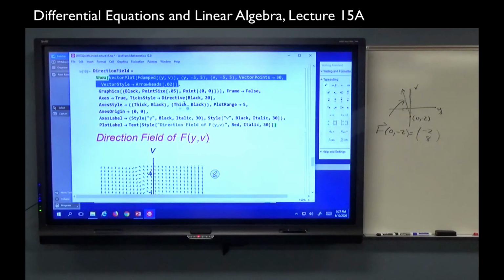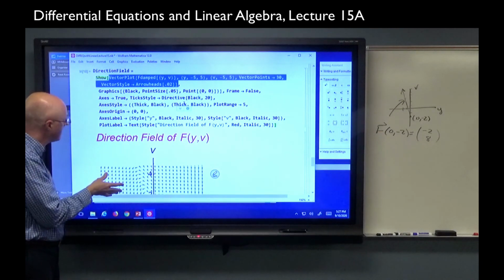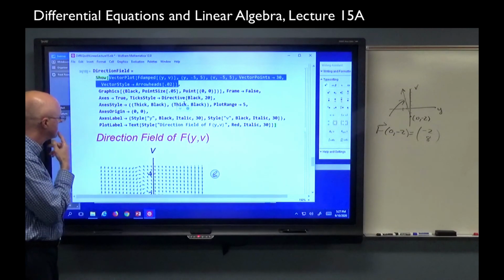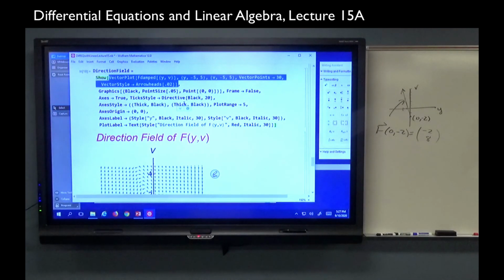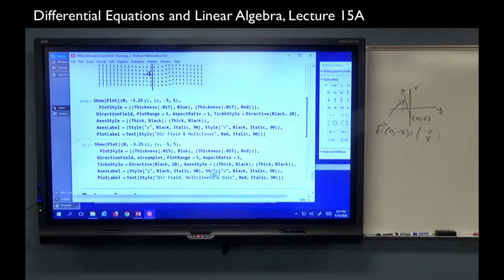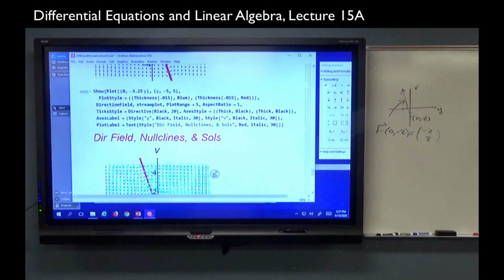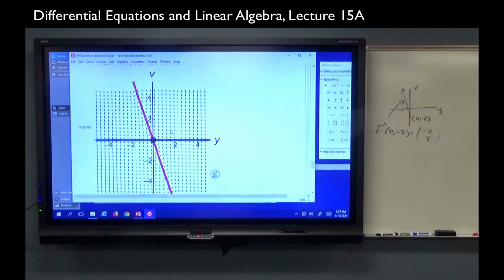Although I am noticing that the picture looks different than what I got on my computer. My computer's version of Mathematica is newer, and it actually colored the arrows. This one is not coloring the arrows, so you don't see the exact same picture as before. But I can show these things along with now the nullclines as well.